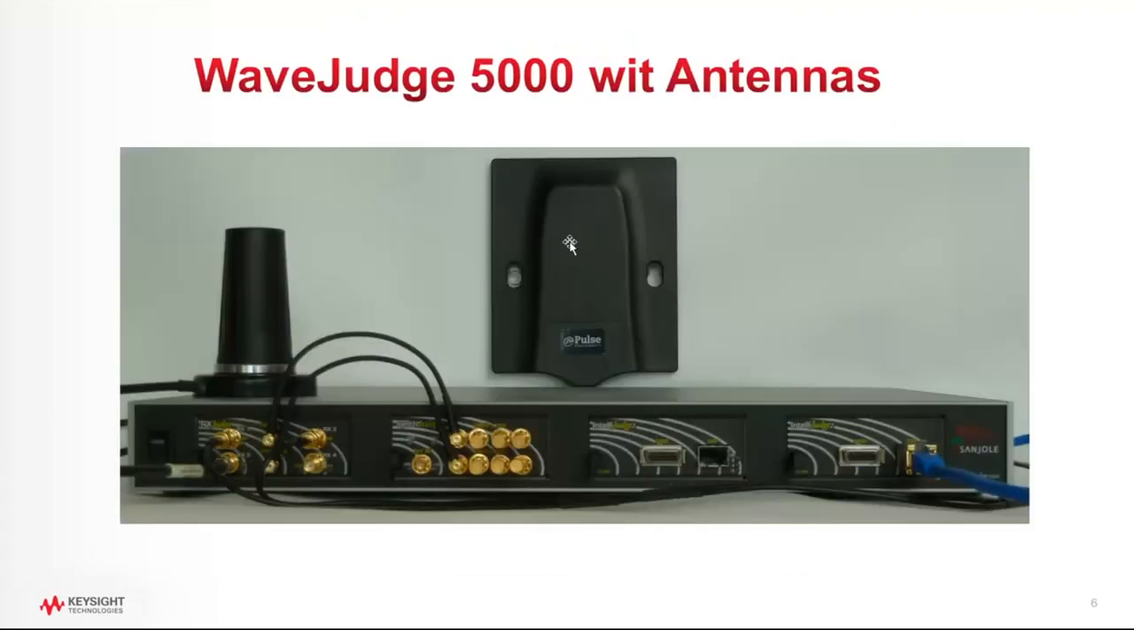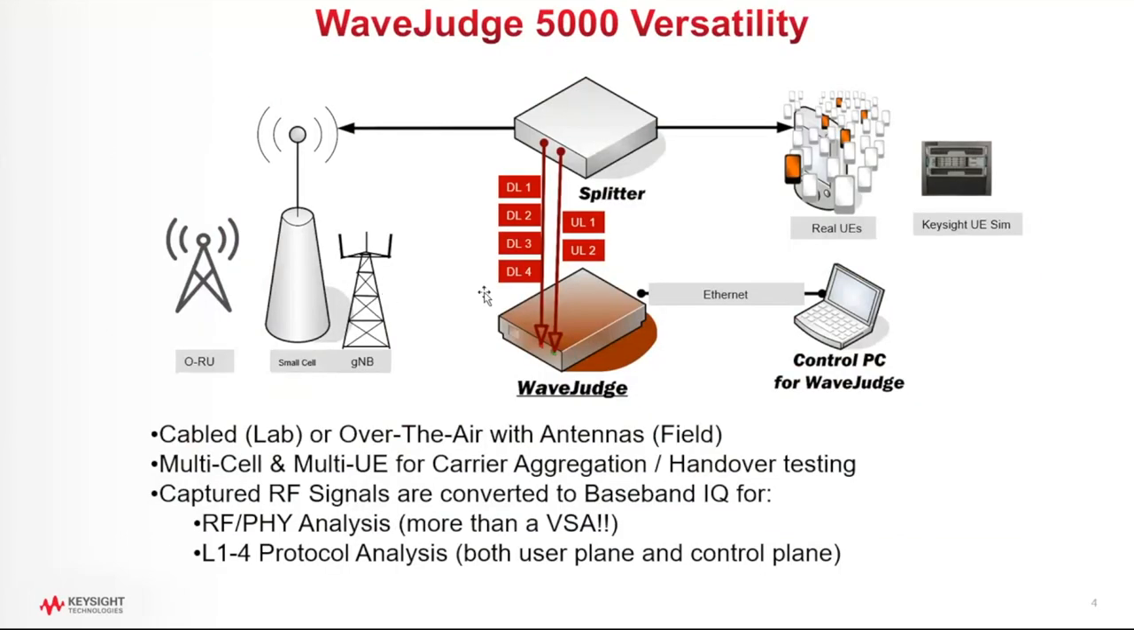Okay. We also support over-the-air captures, which I've shown here on this picture. For example, you can simply connect a downlink antenna to the WaveJudge. You can connect an uplink antenna to the WaveJudge on this module. And now the WaveJudge will capture the RF signals for whatever RF network happens to be in the vicinity of this WaveJudge. Okay? So whether it's a cabled conducted environment in the lab or over the air, maybe in an anechoic chamber or out in the field, we capture the RF signal for all the base stations, multiple UEs, and the RF signal is converted to baseband IQ. That's essentially what the WaveJudge hardware does.